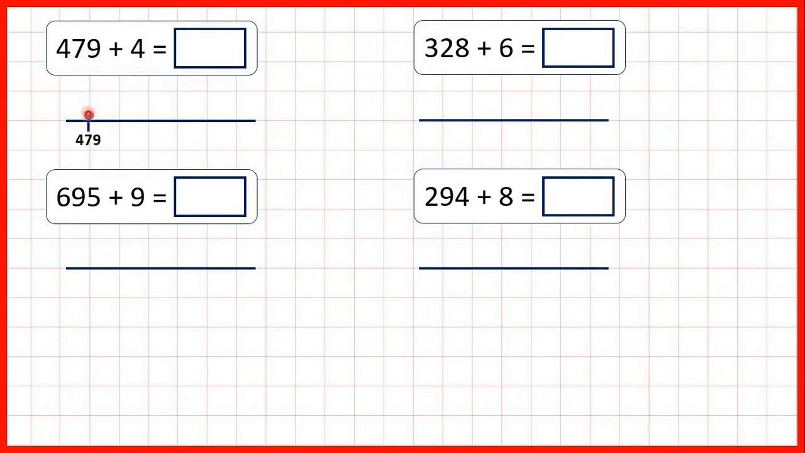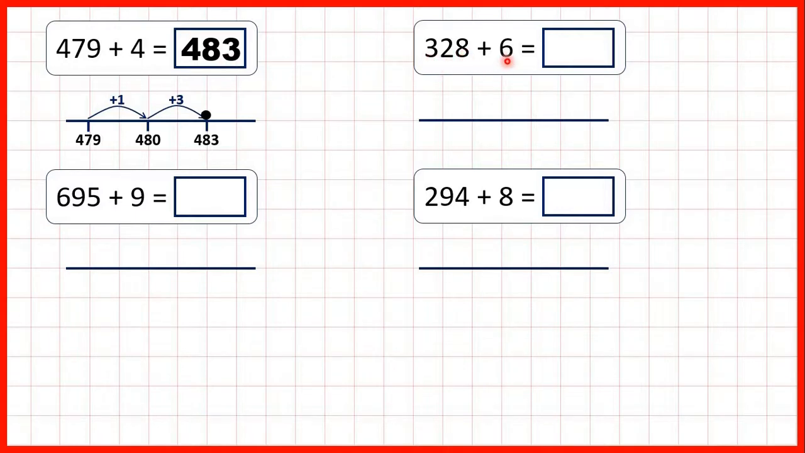So on a number line we can start with 479, and if we add one more, that takes us to 480. So to a multiple of 10, a number that ends in a 0. But we've only added 1, and we need to add 4, so that means we need to add 3 more, and that gives us our answer 483.